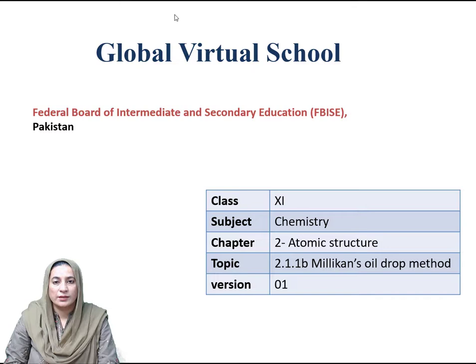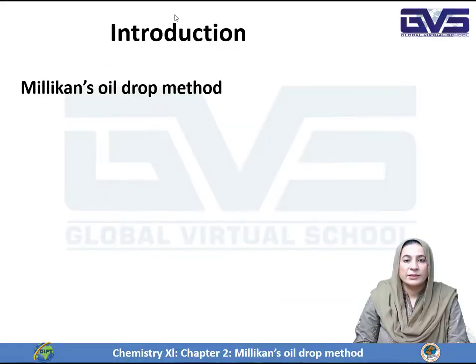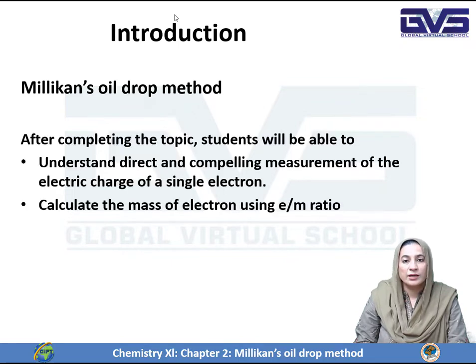This is your chemistry class, chemistry first year, chapter number 2, and the topic for today's discussion is Millikan's oil drop method. Students, Millikan's oil drop method basically is an experiment for the determination of charge on electron. After this, you will be able to understand how the charge was determined and mass of the electron was determined.